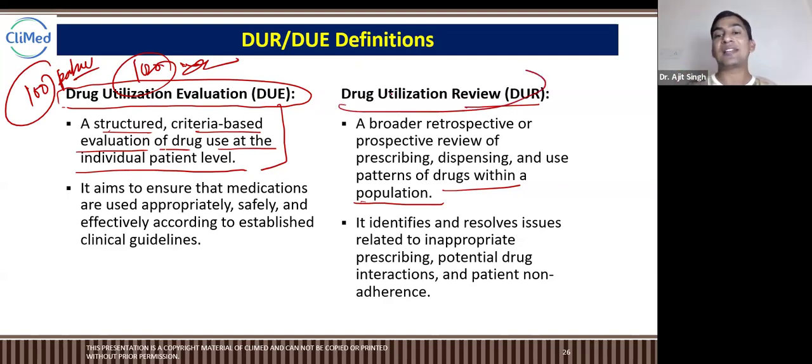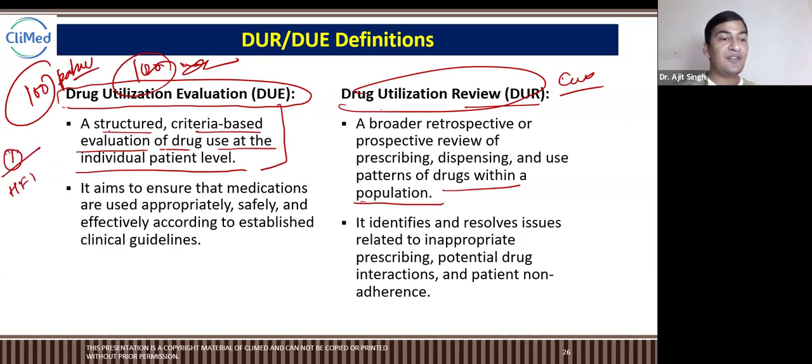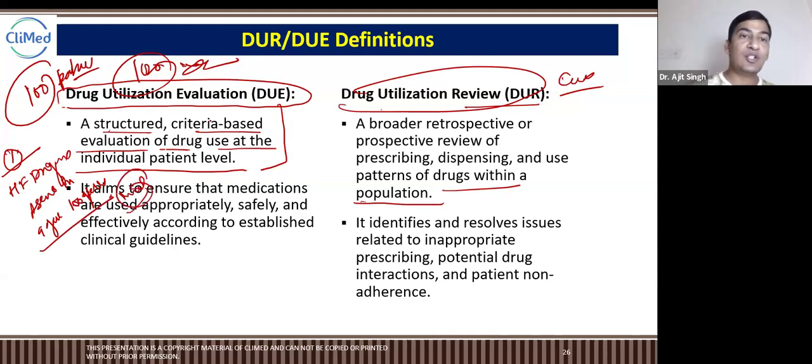But DUR is not like that. DUR is like an assessment for the community. Let me give you an example here. You should understand that. See, guys, again, focus. Here we are planning a study of heart failure drug assessment in a group of 100 patients, at the individual level. Individual level means I want to check how many patients got Ramipril, how many got beta blockers, how many got diuretics. So I have to check each individual prescription.